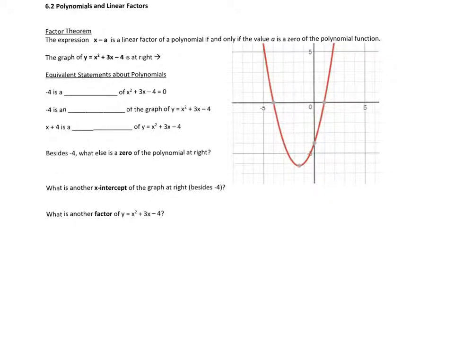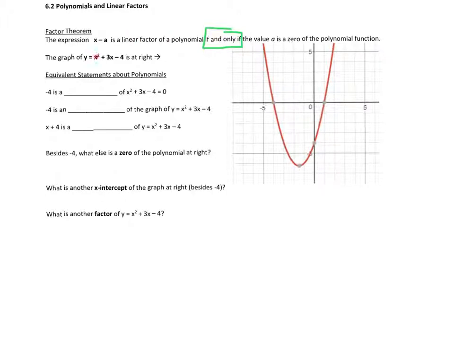The factor theorem states that x minus a is a factor of a polynomial if and only if the value a is a zero of the polynomial function. This if and only if statement, which you might remember from geometry, is called the biconditional. So you can also read it backwards: if the value a is a zero of a polynomial function, then x minus a is a factor.